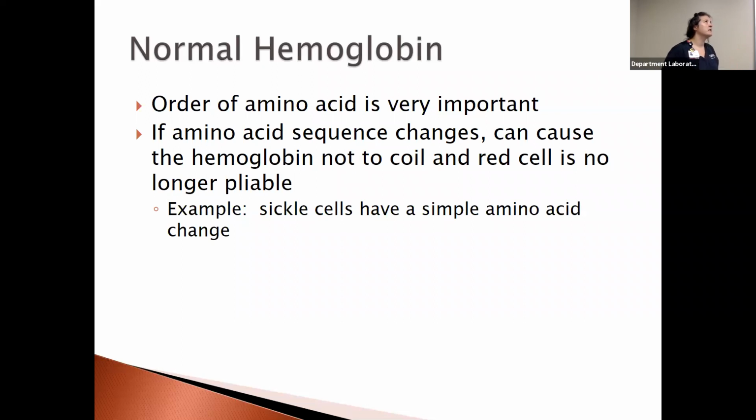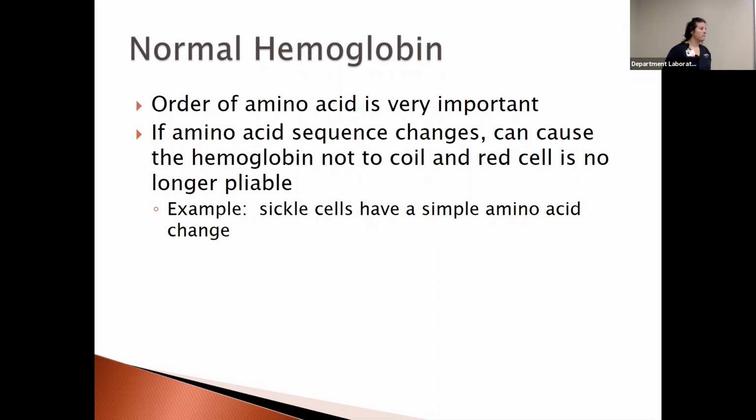So for sickle cell, you'll have a valine substitution where it should have been glutamic acid. And so it's just one single amino acid, and that won't affect every cell because every cell won't sickle, but in the majority of those patient cells, that amino acid rearrangement occurred.